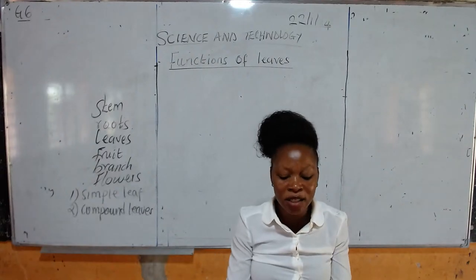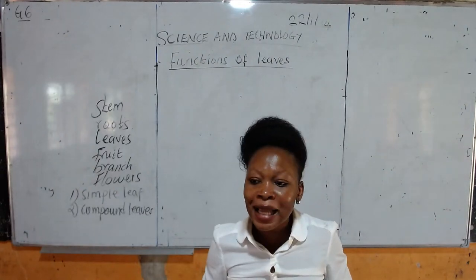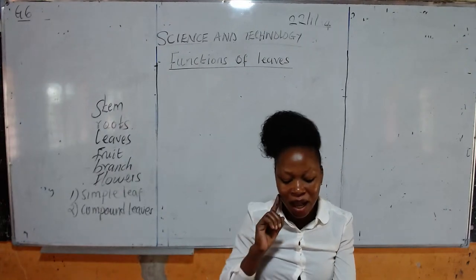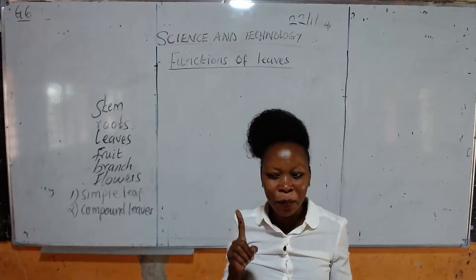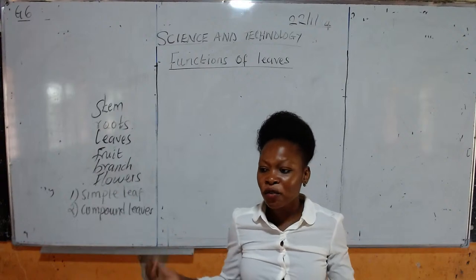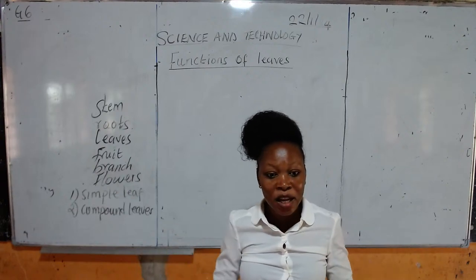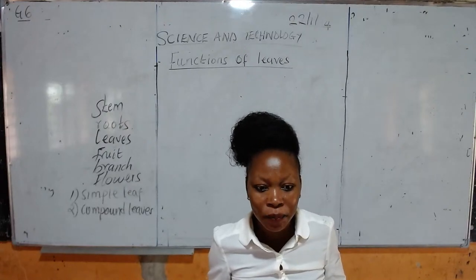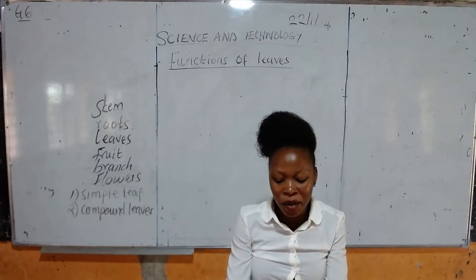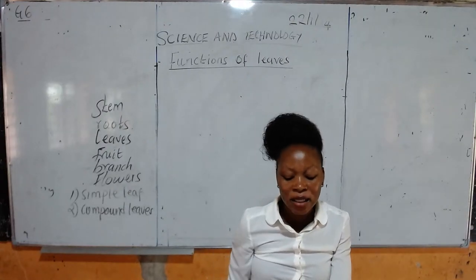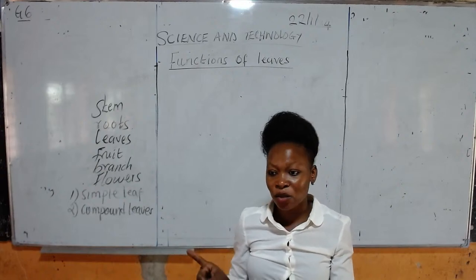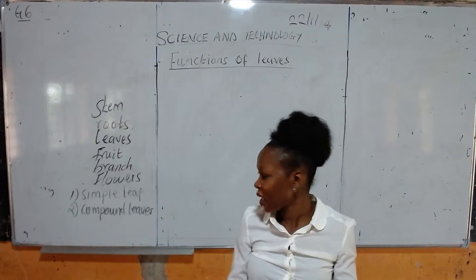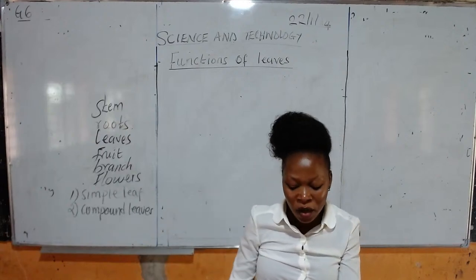So in our definition, a simple leaf is a leaf that has a leaf blade that is one piece only, okay? But a compound leaf has so many leaflets. Are we together? So a simple leaf is a leaf with a blade that is one piece, okay? But for a compound leaf, it has so many leaflets. That's why we are saying these are the two types of leaf.